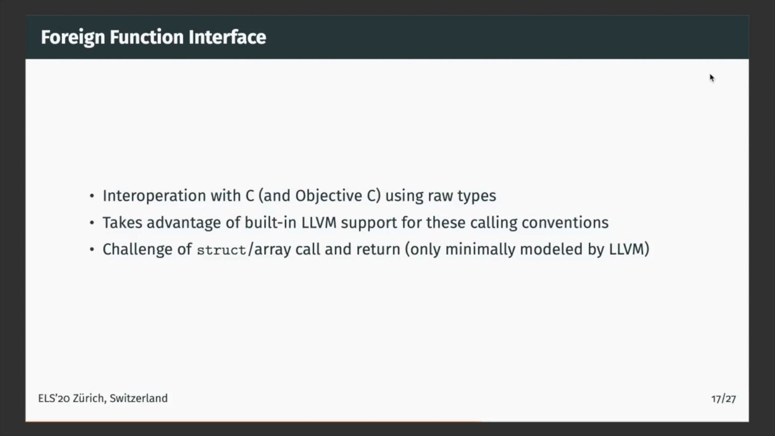Dylan compilers have always included support for foreign function interfacing. OpenDylan's raw types and LLVM's built-in support for C calling conventions make this relatively straightforward. One challenge is code that passes or returns aggregates such as structures or arrays by value.